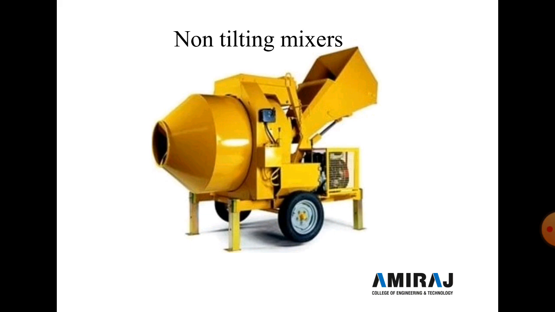Now the skip is raised by the lifting cable and feeds the ingredients into the drum, and for delivery of the fresh concrete there is an opening at the other side of the cylindrical drum. The delivery chute tilts downward, and due to rotation the drum is emptied out and the fresh cement concrete is deposited on a metal sheet. So it's a non-tilting type of mixer machine.